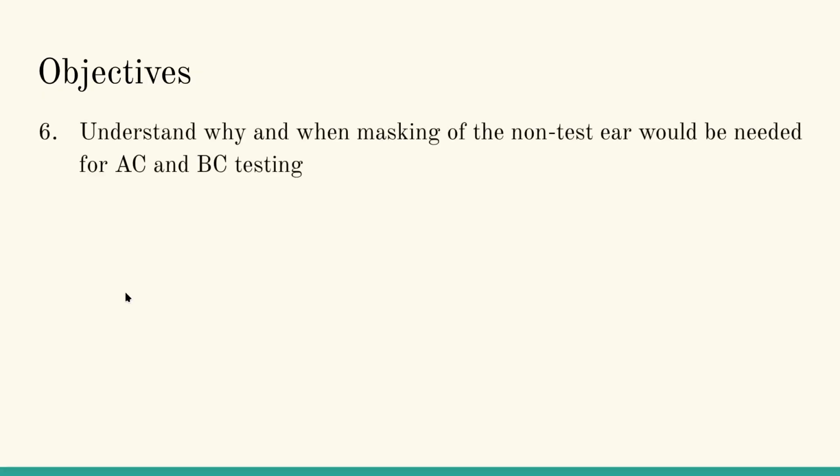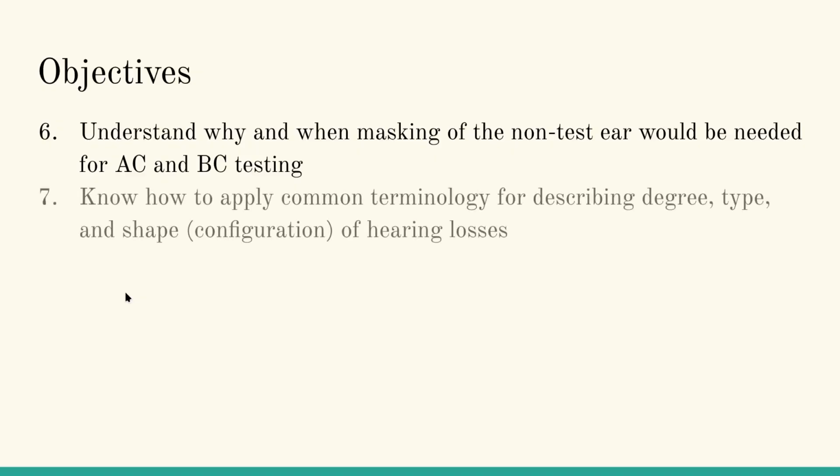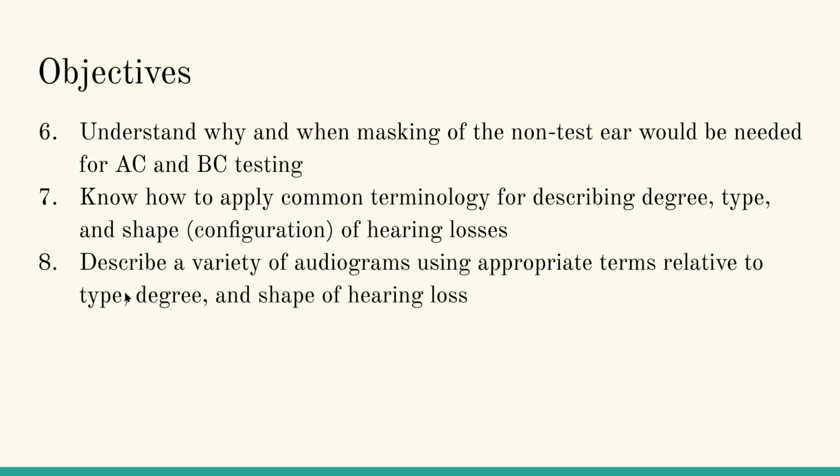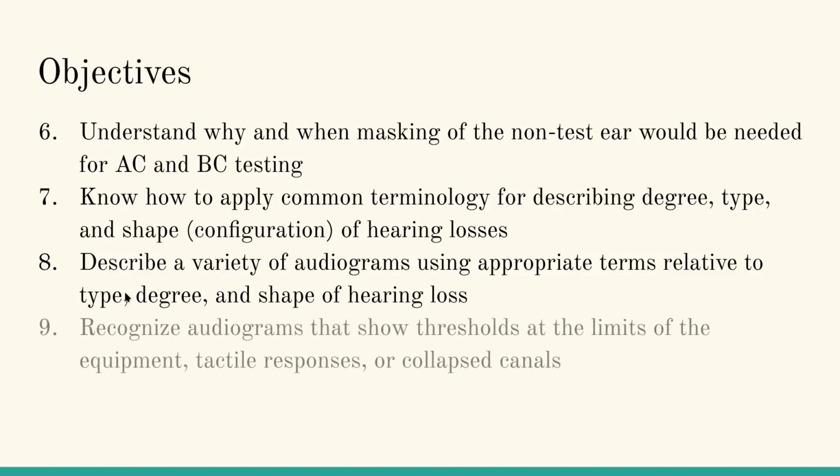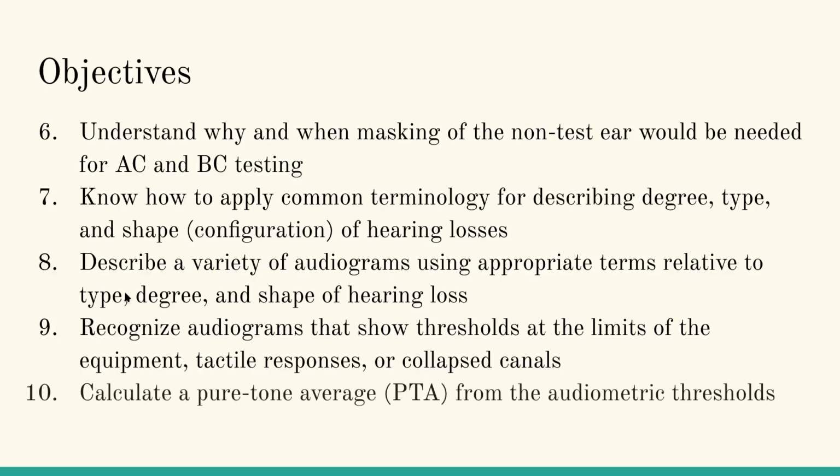Other objectives include understanding why and when using masking for the non-test ear would be needed for both air conduction and bone conduction testing. Know how to apply common terminology for describing degree, type, and shape or configuration of hearing losses. Describe a variety of audiograms using appropriate terms relative to type, degree, and shape of hearing loss. Recognize audiograms that show thresholds at the limits of the equipment, tactile, vibrotactile responses, or collapsed canals. And calculate a pure tone average from the audiometric thresholds.